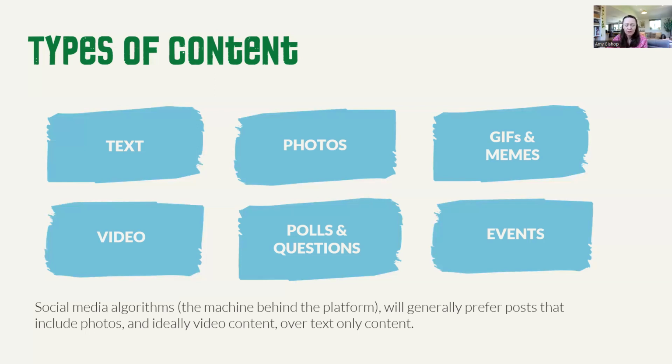I put a little note here though, something to consider: although I think you should mix it up and use different types of content regularly, the social media algorithms, which is basically the machine that runs the platform, will generally prefer posts that include photos and ideally video content over text only. And when I mean prefer, it means that it's more likely that it will be seen in other people's news feeds. So basically posts with videos or photos usually have a much better reach.